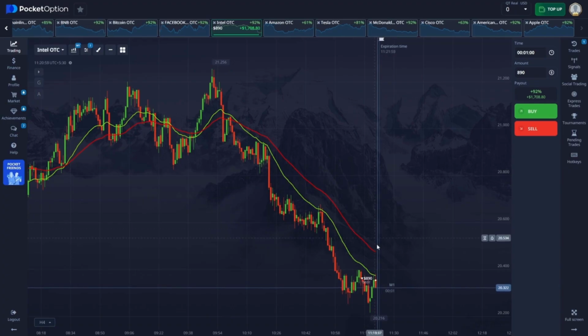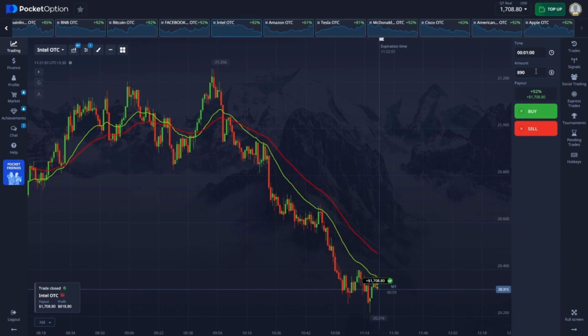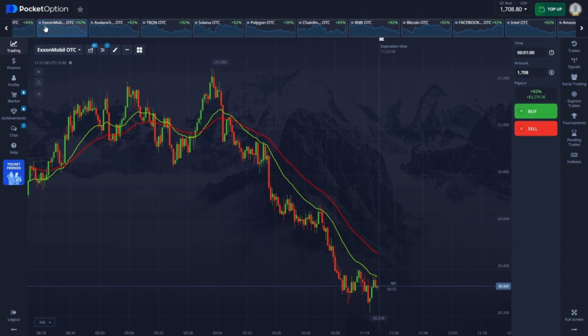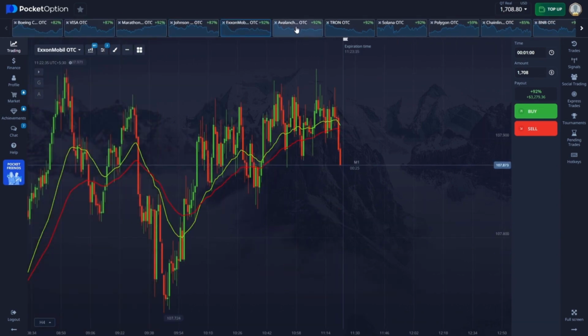Just a few seconds left and I won another trade. Now my balance has turned into $1,708. Let's place a trade for $1,708.